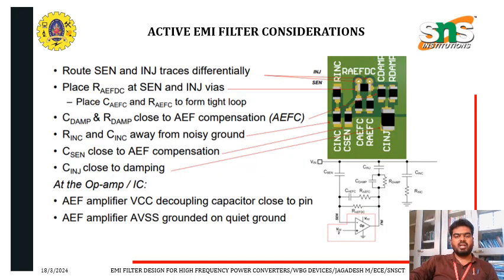Active EMI filter layout considerations. Route SEN and INJ traces differently. Place RAEF decoupling at the SEN and INJ bias, and C damp and R damp, RINJ and CINJ, CSEN close to AEF compensation, CINJ close to damping. At the op-amp IC, the AEF amplifier VCC decoupling capacitor should be close to the pin, and the AEF amplifier AVSS grounded on the ground plane.